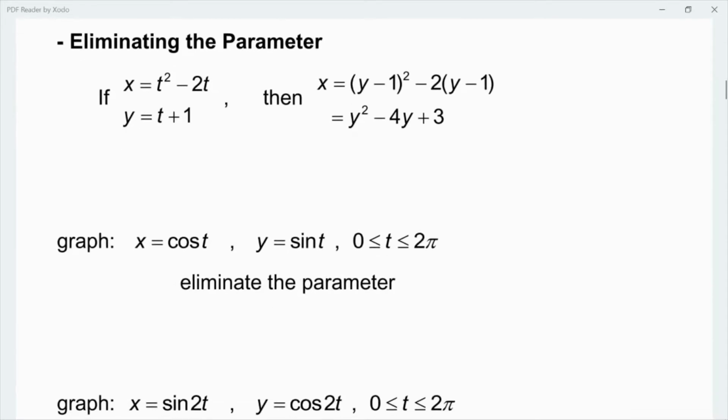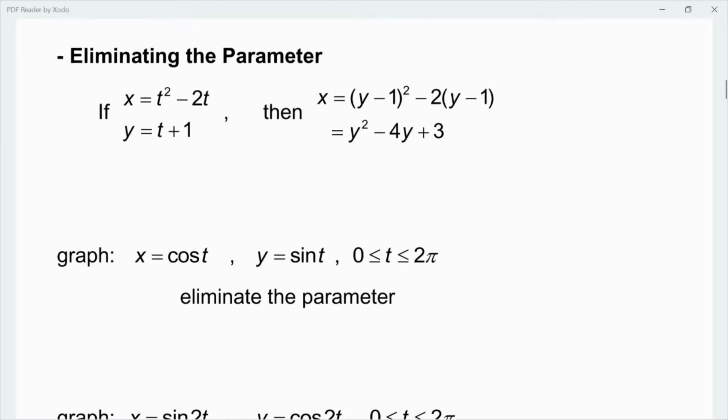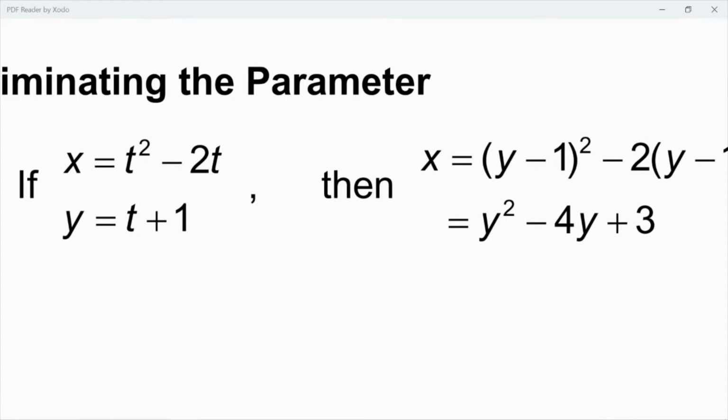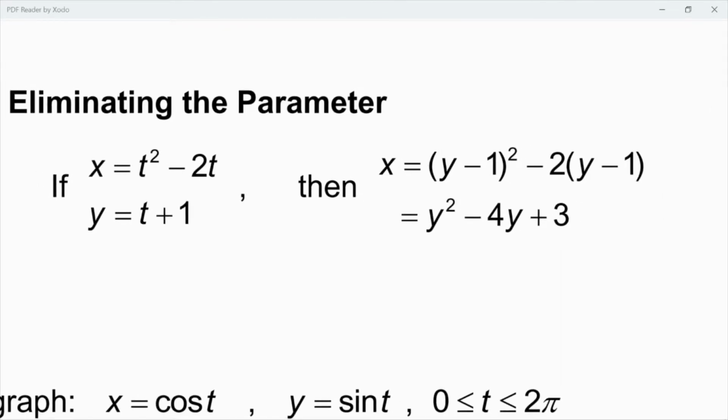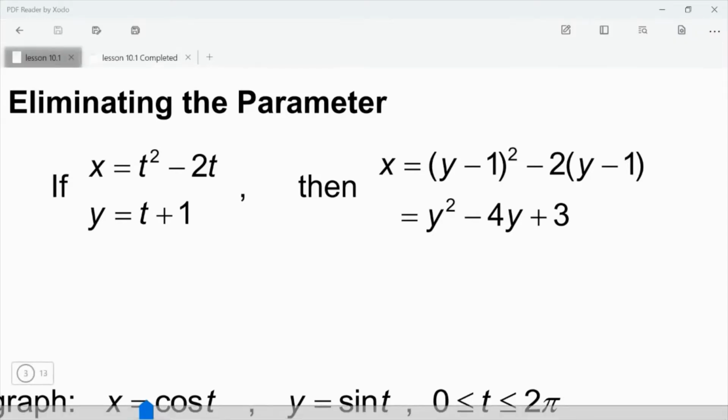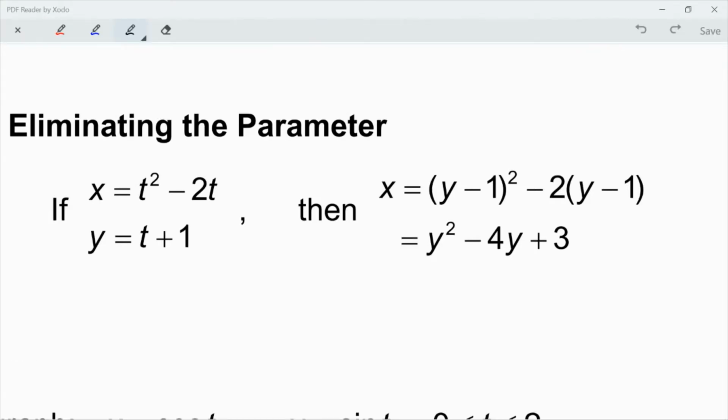Okay, so let's first talk about going back and forth between parametric form and just the standard rectangular form. So this is called eliminating the parameter. And what we're doing here is we're just saying, okay, we have x in terms of t and y in terms of t. What if we just want x in terms of y or y in terms of x? Well, what I've done here is I just said, okay, from the second equation, I can see that t is equal to y minus 1.